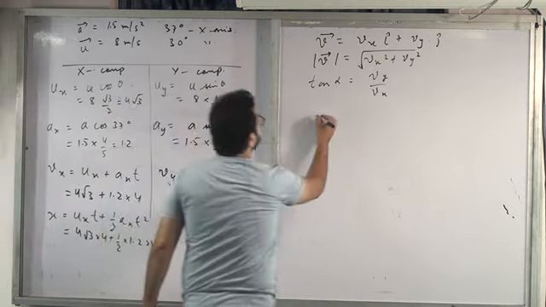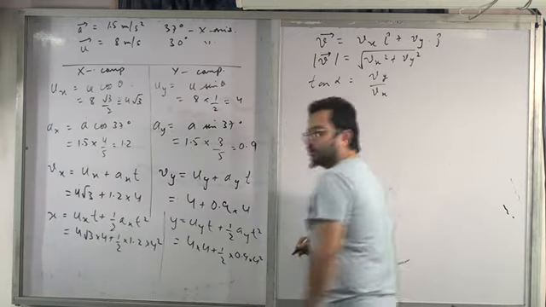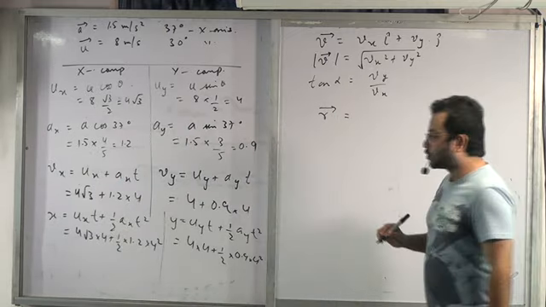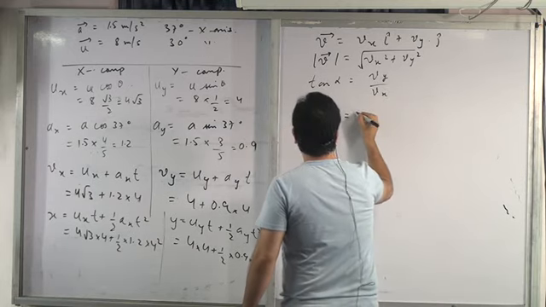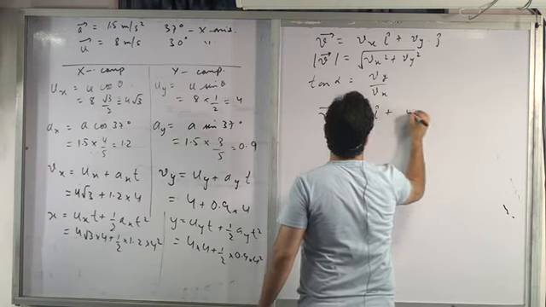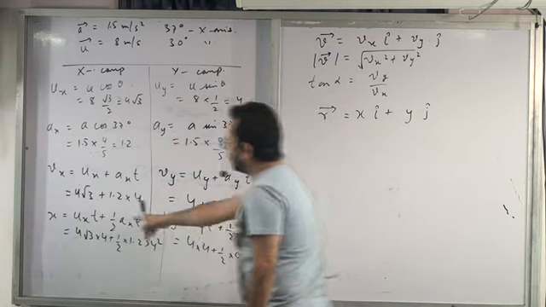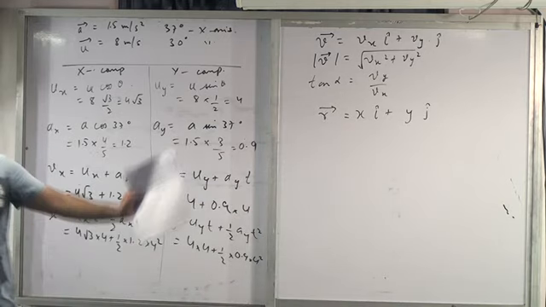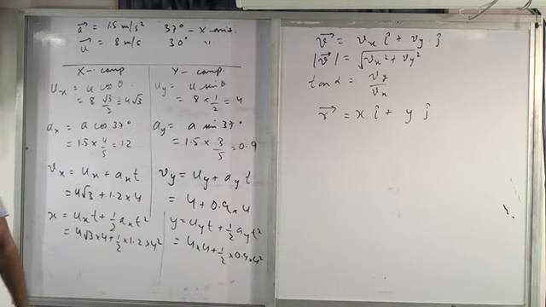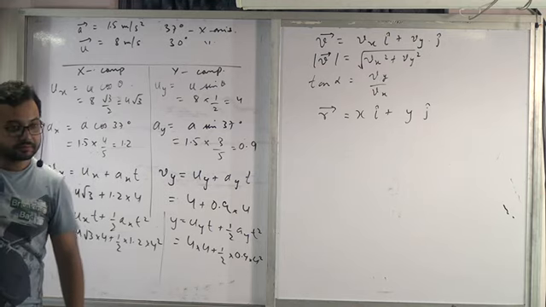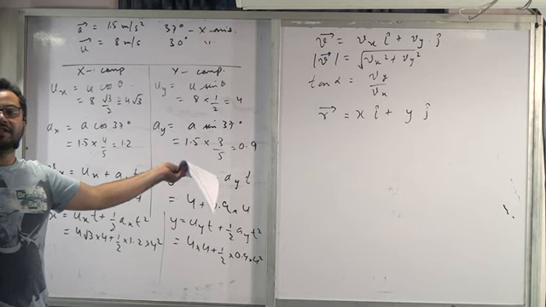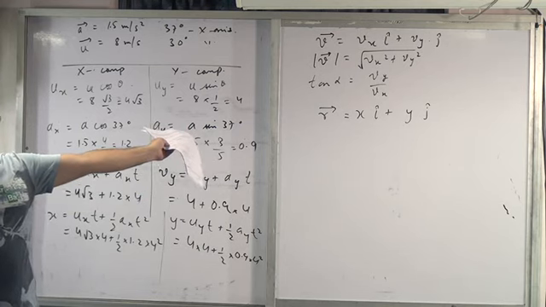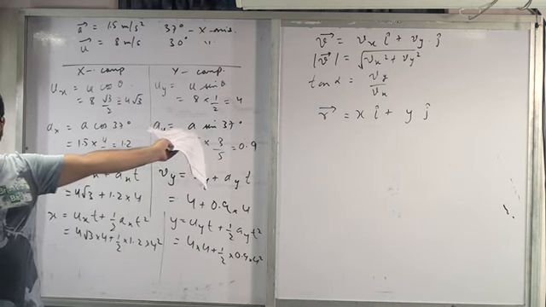So how can I write the position? The position will be x i cap plus y j cap. I have calculated x, I have calculated y. If the displacement is required, this position is also the displacement because you started from origin.